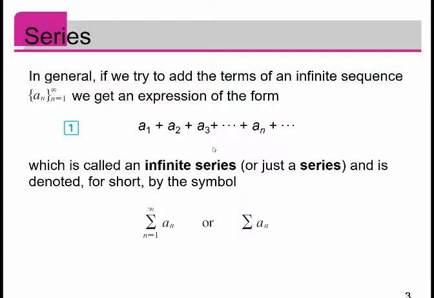All right, so in general, we try to add the terms of an infinite sequence. So we have our sequence a sub n, which starts at 1 and goes to infinity. We get an expression of the form a1 plus a2 plus a3, and so on. We call this an infinite series, or just a series, and it is denoted in short by the symbols: the summation from n equals 1 to infinity of a sub n, or just the summation of a sub n.